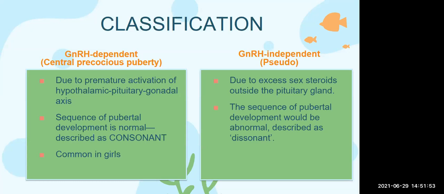So precocious puberty, we can classify it into two based on its cause, which is GnRH dependent and also GnRH independent. And GnRH dependent is also called central precocious puberty. It is due to premature activation of the hypothalamic pituitary gonadal axis. And I will show the diagram after this. The sequence of pubertal development in central precocious puberty is usually normal and described as consonant, where it is different compared to the GnRH independent, where the sequence of pubertal development would be abnormal and described as dissonant, which is not sequential. And the cause of GnRH independent is due to excess sex steroids outside the pituitary gland, which is not related to the hypothalamic axis. Okay, next.